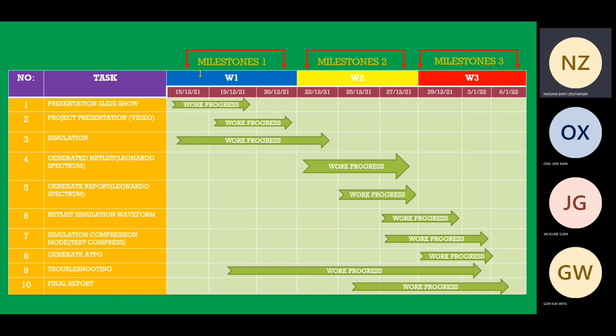2022. For task 8, we generate ATPG. We start from 29th of December until 3rd January of 2022. For task 9, troubleshooting, we do it from 19th of December until 3rd January. And lastly, the final report, we do from 25th of December until 6th January of 2022. Okay, that's all from me. Thank you.